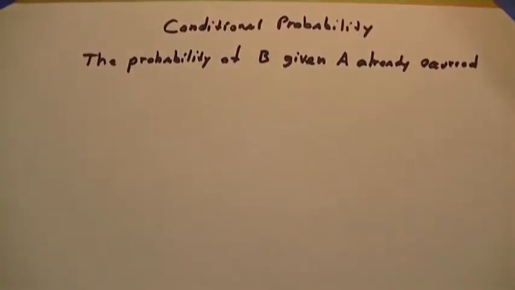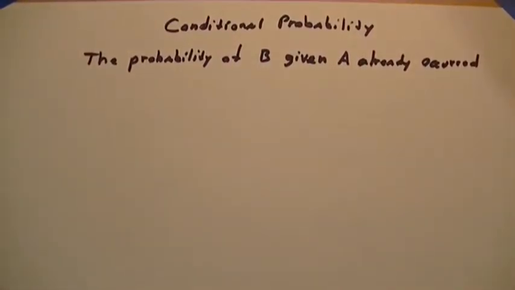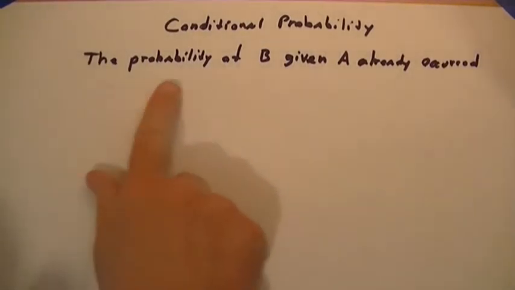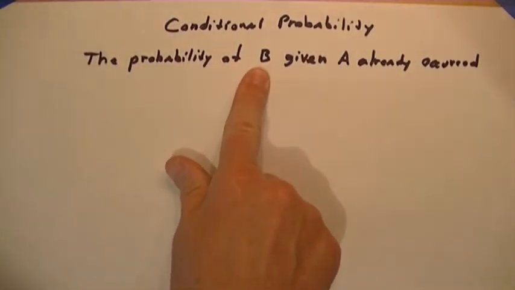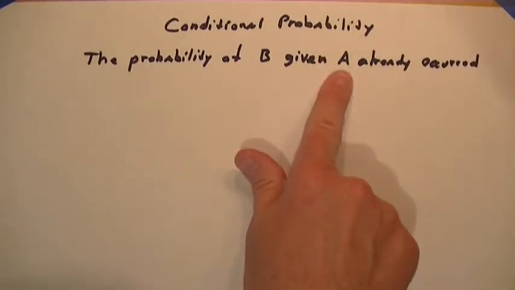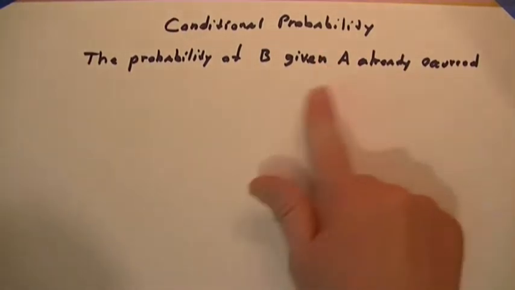Okay, now we're going to look at conditional probability. Conditional probability just means that we've set some conditions on the outcome, and basically we're saying, what is the probability of B, some event happening, given that some other constraint has already occurred.